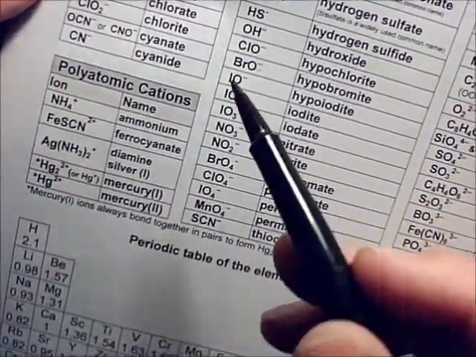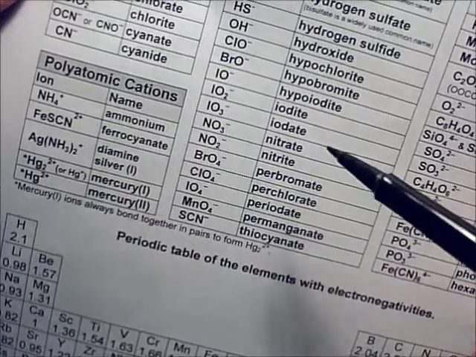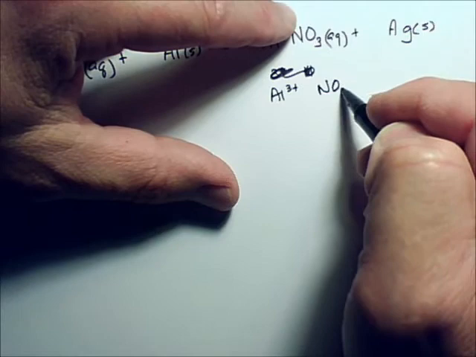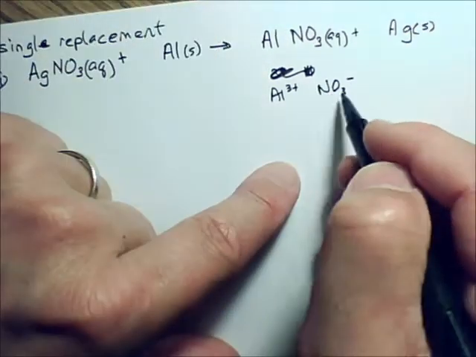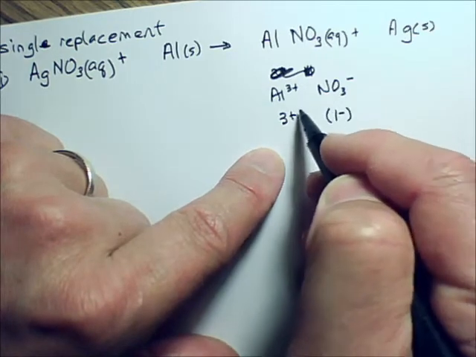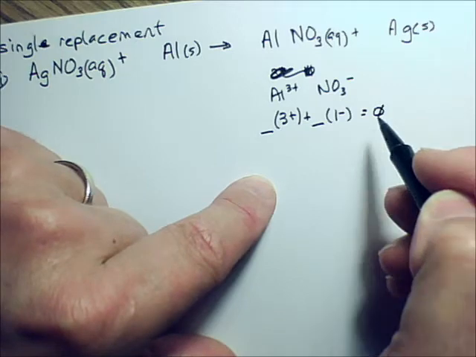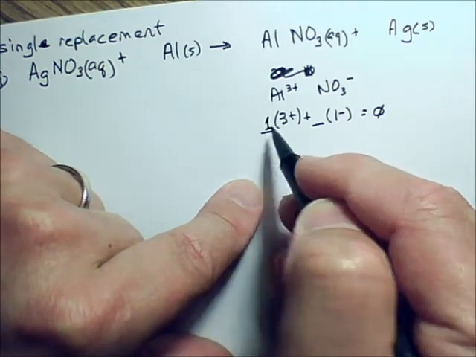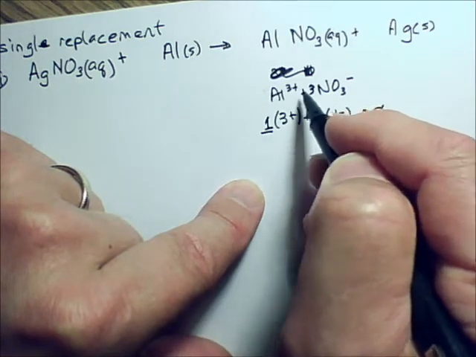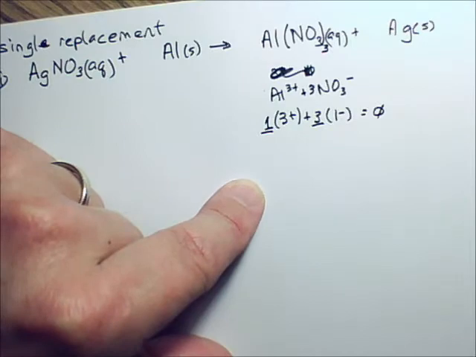Okay, let's see, where's nitrate? There it is right there, there's nitrate. So it's 1 negative. You will need 3 of those. So you have a 3+ here and a 1 negative here. And we want to know how to make this equation work out to be 0 overall. So we're going to need 1 aluminum and 3 nitrates. So we need a parentheses around the nitrate and a subscript 3 there.